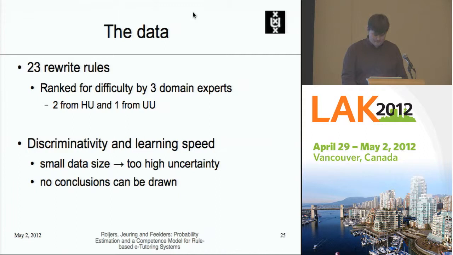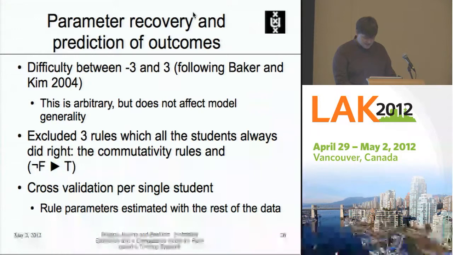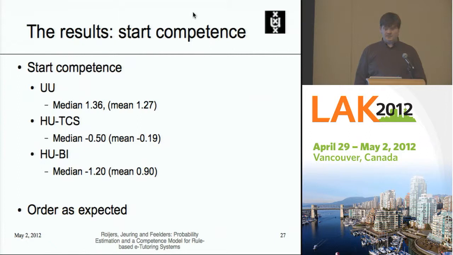And we know from our simulations that our data size is so small that we have too high an uncertainty for discriminativity and learning speed, so we cannot draw conclusions on that, which is one of the main reasons why this work is still preliminary and why it's a short paper and not a full one. All right, I'll just skip this. What we got back from our model is indeed what we expected. The students we expected to have the highest starting competence also get the highest score from our model. So that's good to know.